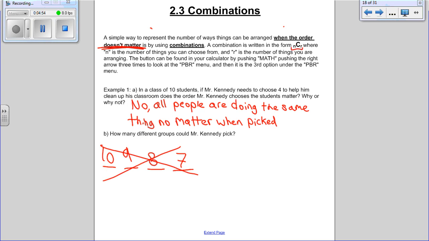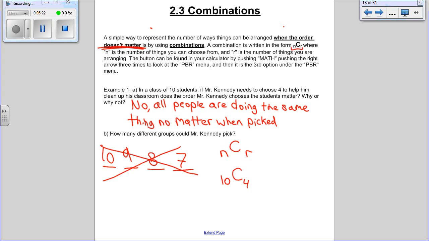Instead, you're going to use the combination formula. n is the total number that you could be selecting from. So I have a group of 10 students I'm selecting from. I'm going to choose r amount of them, 4. So that's 10 choosing 4 of them.